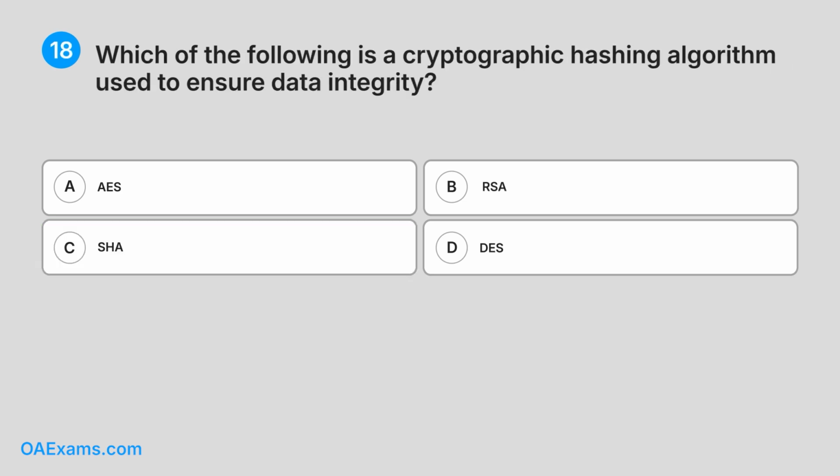18. Which of the following is a cryptographic hashing algorithm used to ensure data integrity? A. AES. B. RSA. C. SHA. D. DES. Can you guess the answer?